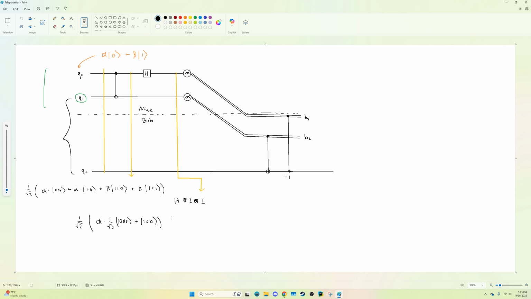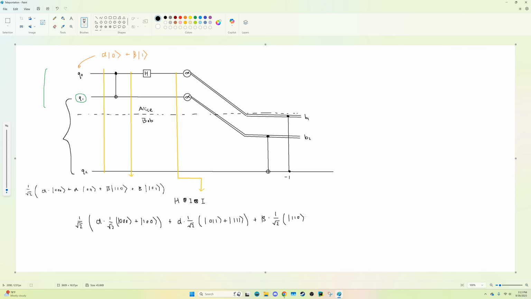And applying it to the other steps as well, let us write out the rest of it. So this is plus alpha times 1 over square root of 2 times ket 0, 1, 1 plus ket 1, 1, 1. And now we're going to add the beta. Beta times 1 over square root of 2 times ket 1, 1, 0.